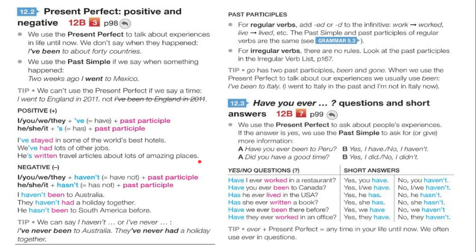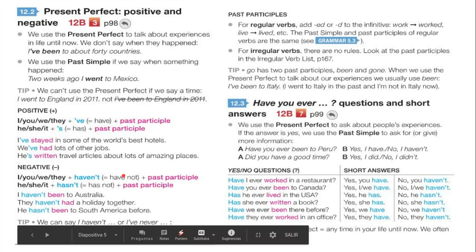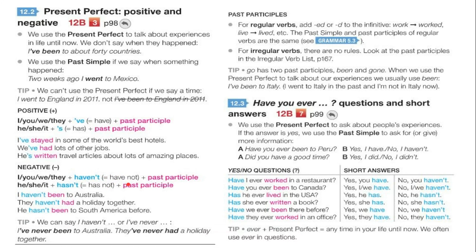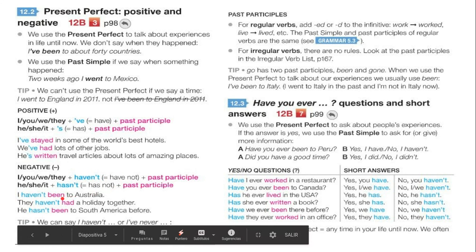Whenever we want to use the negative, we use the same auxiliary have for perfect tense, which we add the not. So we see have not, has not, or contraction, haven't or hasn't, plus the past participle. Okay? They say, I haven't been to Australia. They haven't had a holiday together, and he hasn't been to South America before.